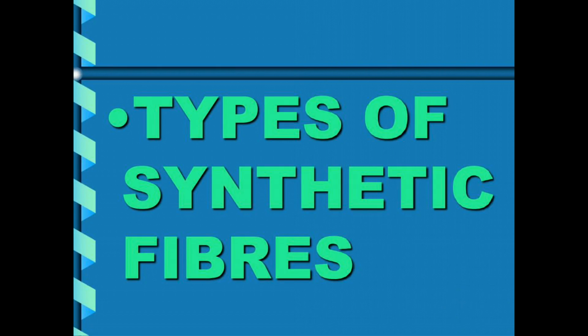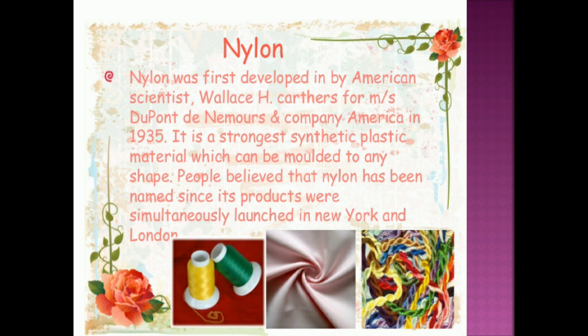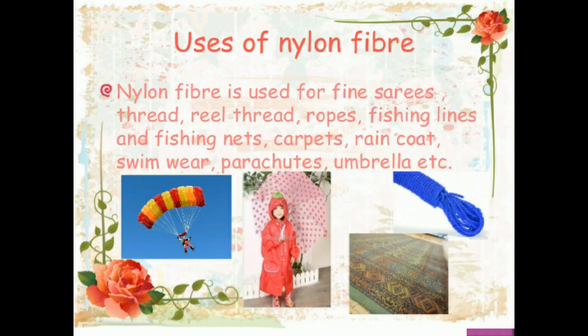Now, what are the types of synthetic fibers? First is nylon. Nylon is a man-made fiber. It was the first fully synthesized fiber. The production of nylon was started without using any natural raw material. It is synthesized from coal, water, and air. Now, what are the uses of nylon? It is used in making fine sarees, reel threads, fishing lines and fishing nets, raincoats, swimwear, parachutes, umbrellas, etc.